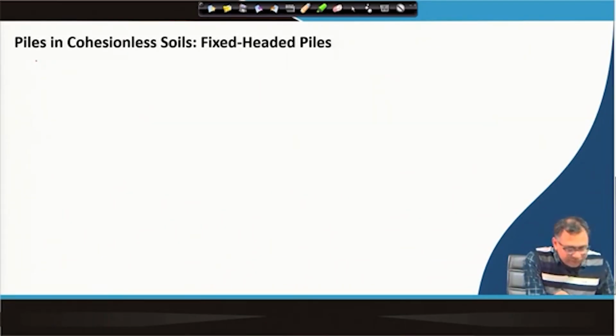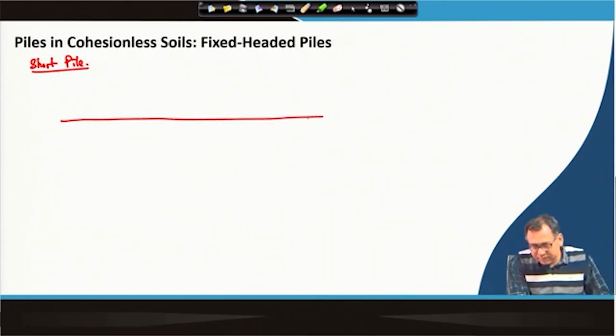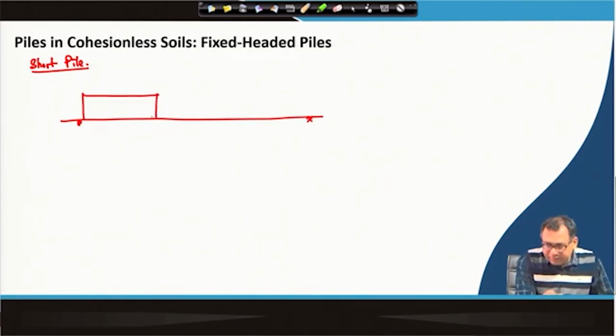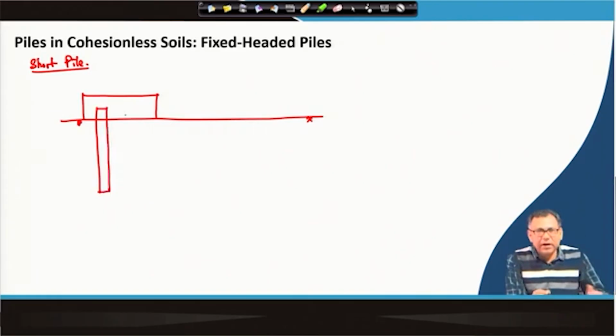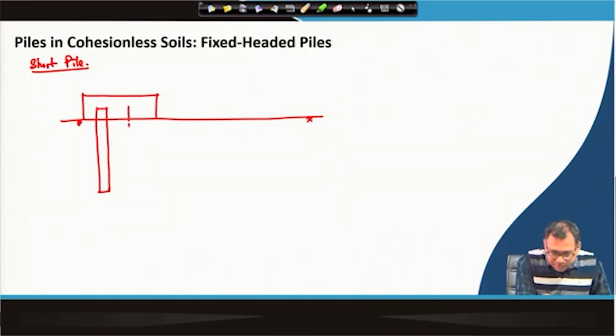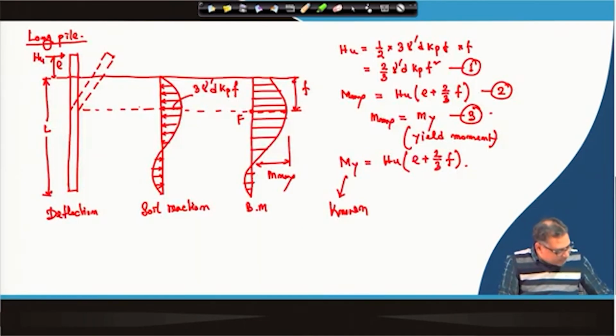So, for the fixed headed pile, first I will go for the short pile, then the intermediate pile, and then the long pile. Again, this is the ground surface, and this is the fixity of the pile or the pile cap, and this is a short pile. Here also the total pile will move laterally, because it is a short pile and a fixed headed pile.